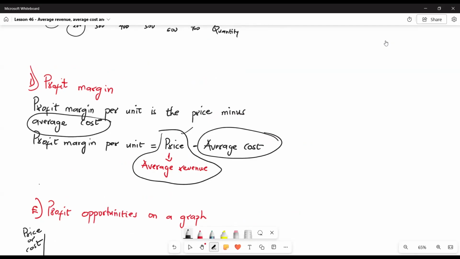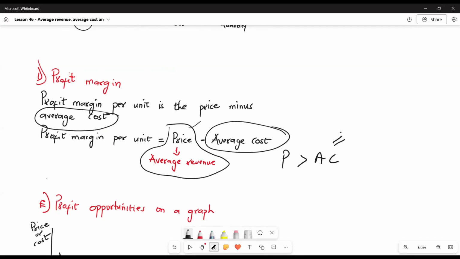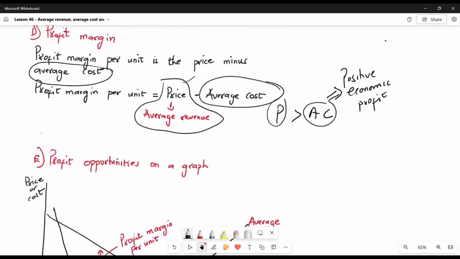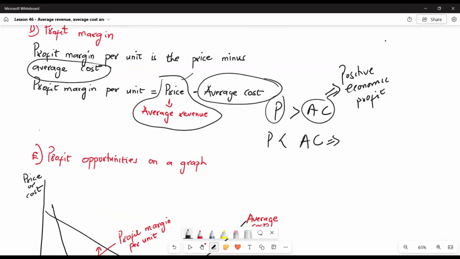Profit margin implies that if your price exceeds your average cost, then you are making positive economic profit. So if this is the condition of your firm, then you are making positive economic profit. What this simply means is for every unit that you sell, you're getting more than it costs you to produce it. The flip side is that if this is the condition you're in, then you have what we call negative economic profit. What this implies is it costs you more to produce per unit than you're getting in terms of the price per unit sold.